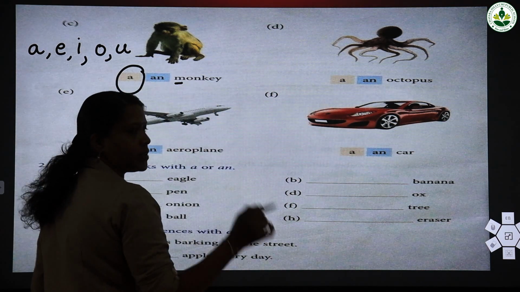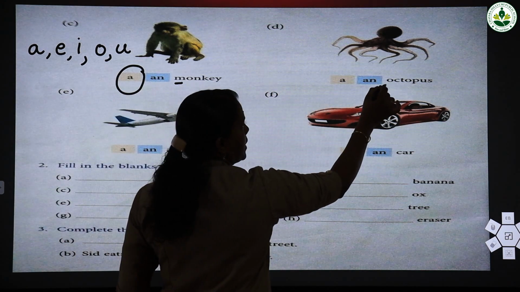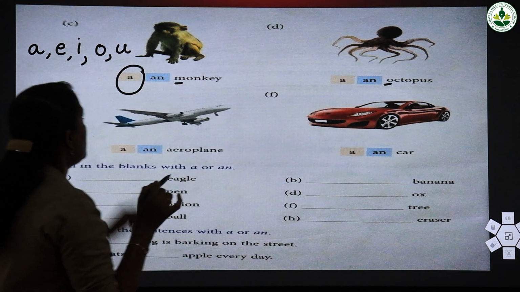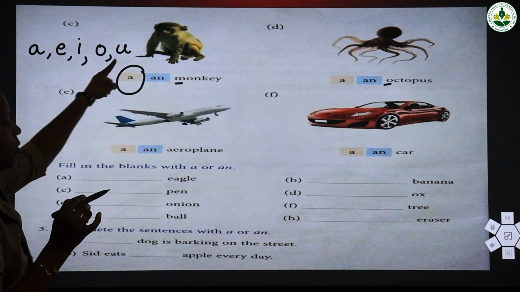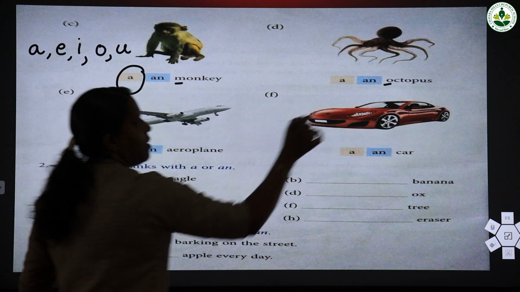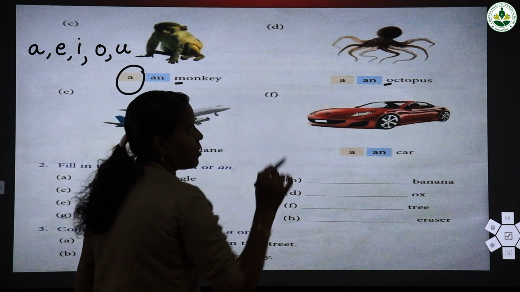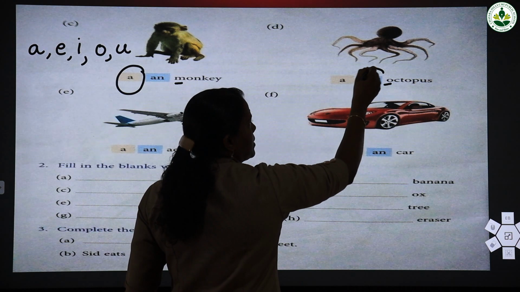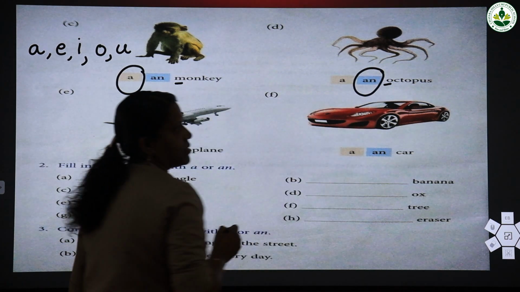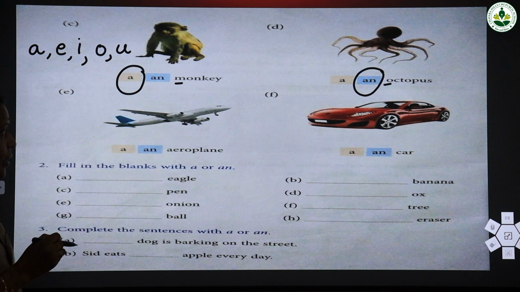Octopus. Which is the first letter? The first letter is O. Is it a vowel? Look here. A, E, I, O, U. This is a vowel sound. So, a octopus or an octopus? Yes, an octopus.